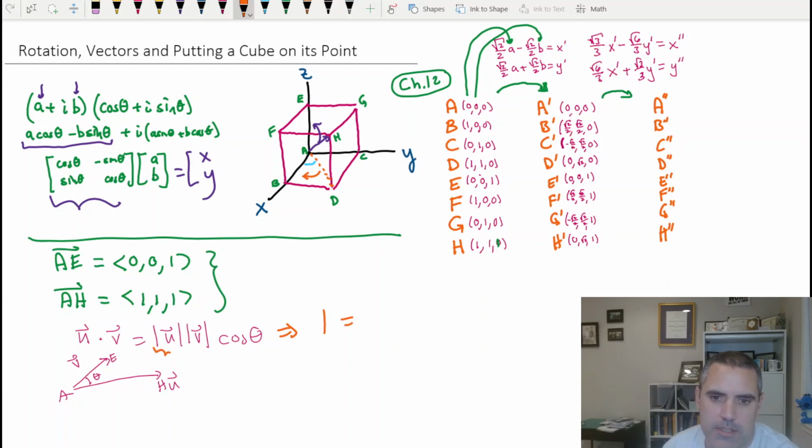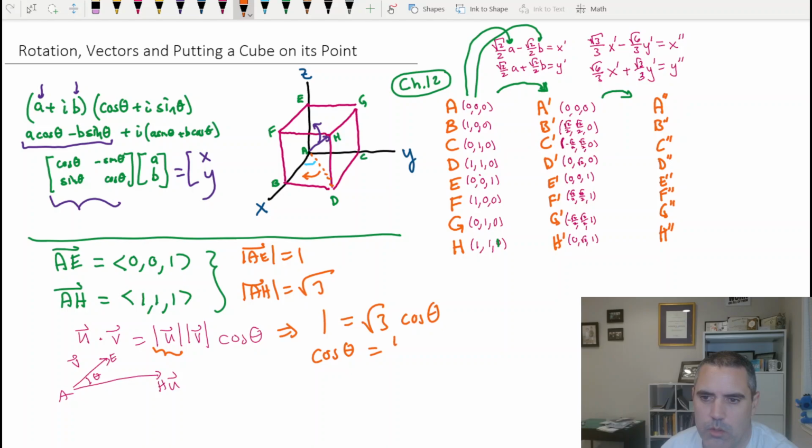The right-hand side is the length of this first vector, and the length of AE is 1. And then we have the length of AH, which is the square root of 3. So you get the square root of 3 cosine of theta. And so you get cosine of theta is 1 over root 3. And sometimes people get confused because sometimes we just leave it like that because that's kind of as pretty as it gets. But you can actually compute it, do inverse cosine.